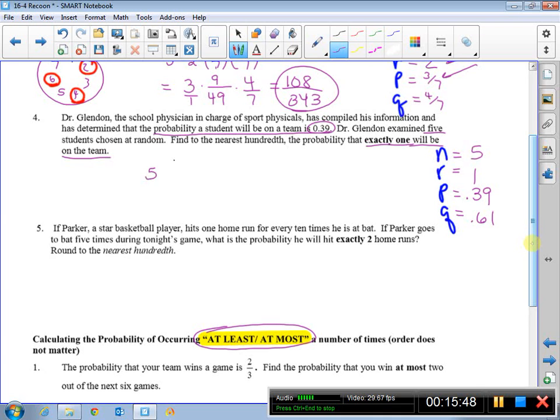nCr is 5 choose 1, 0.39 to the 1, 0.61 to the... if you said 4th, you're right. Okay, and you can do that one on your own.